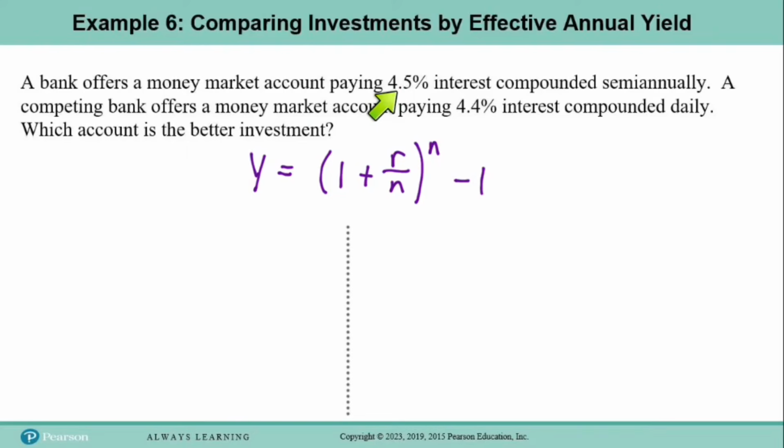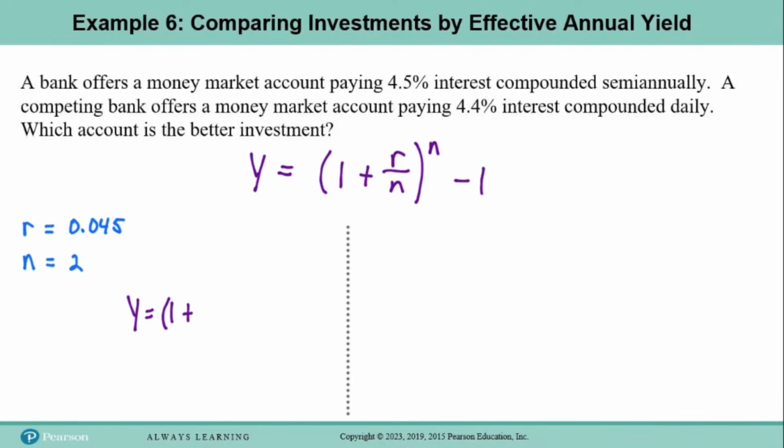so in decimal form its R is 0.045, and this one compounds semi-annually, so that's twice a year. So for this one, n equals 2. And let's go ahead and plug those values into our formula.